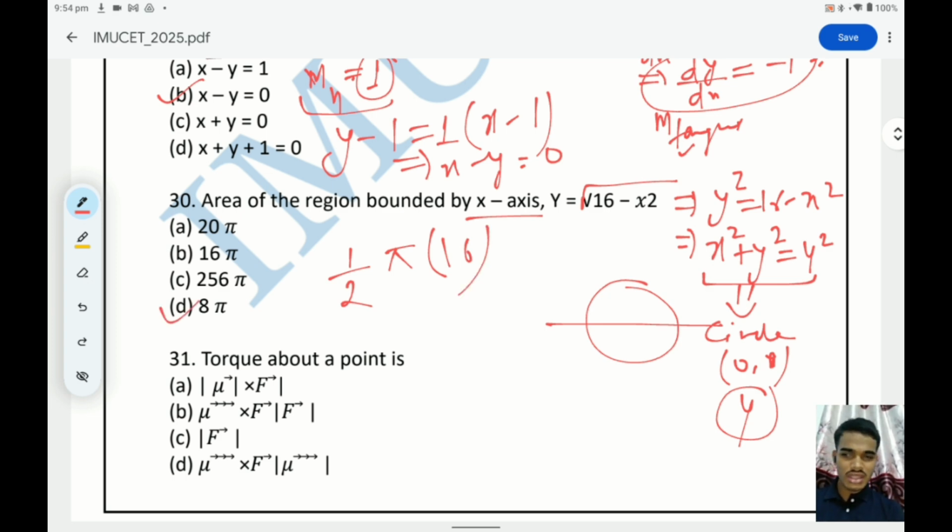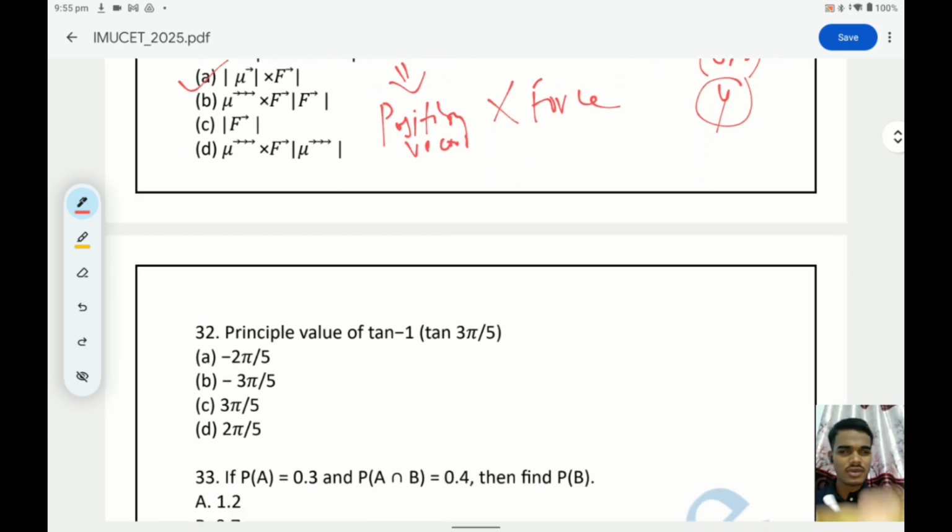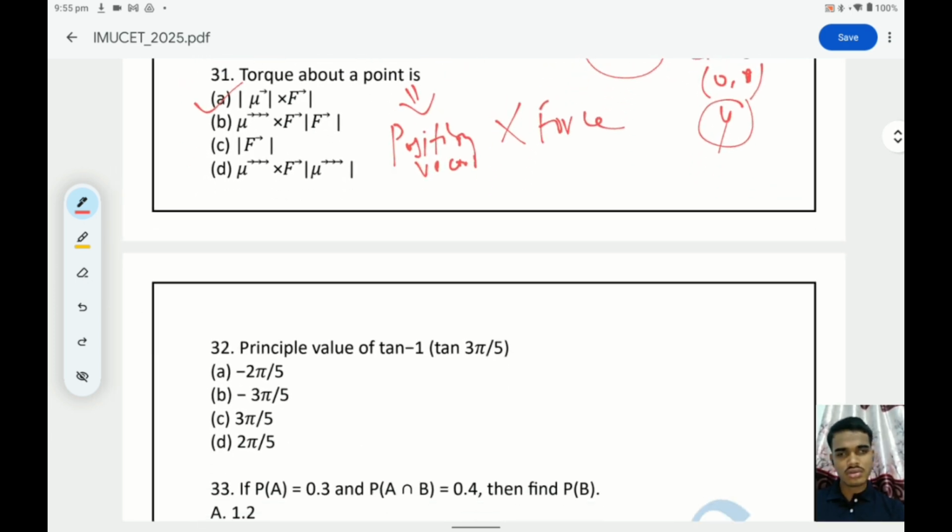Let's go for the next question, that is about torque, okay. Torque is simple. Torque is the cross product of the position vector and the force, okay. So I think option A will be the correct answer. Simple. This is just from physics and vectors also, okay.